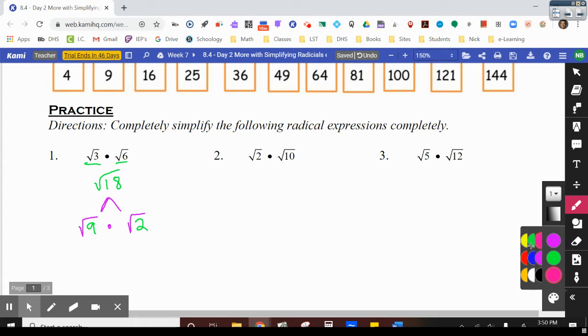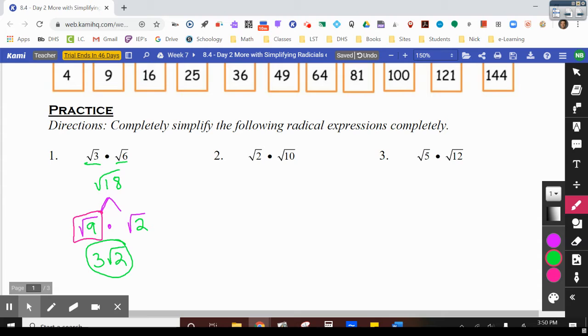And this rad 9 here is my perfect square factor. So that rad 9 is going to simplify into 3, and this rad 2 just stays as a rad 2. So then my simplified answer is 3 rad 2.